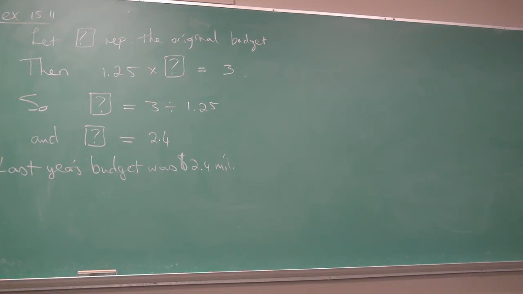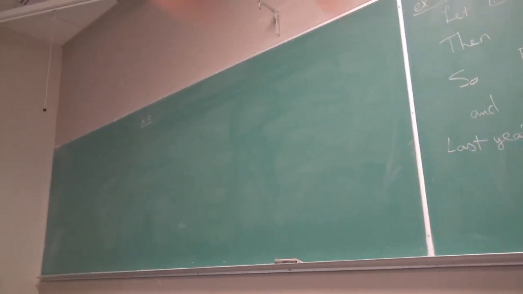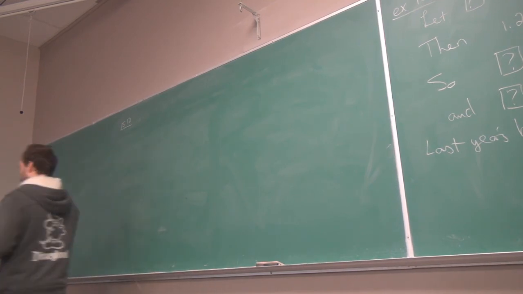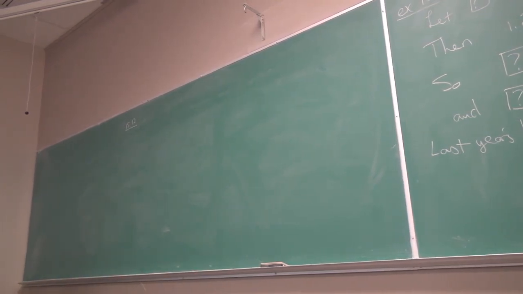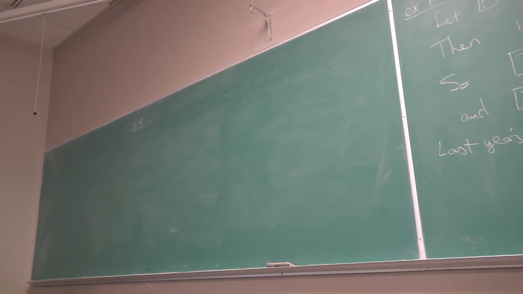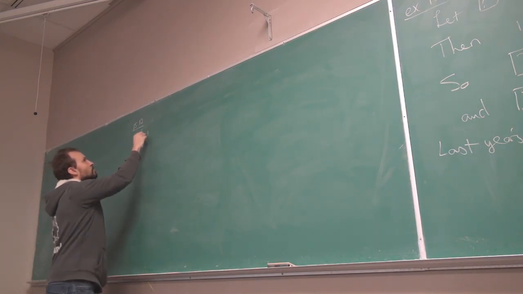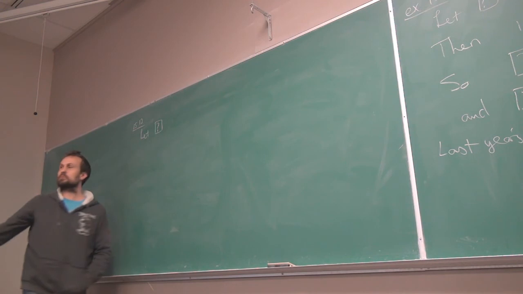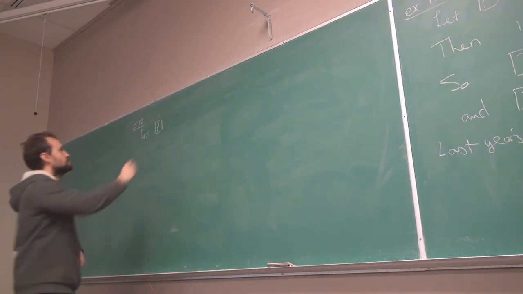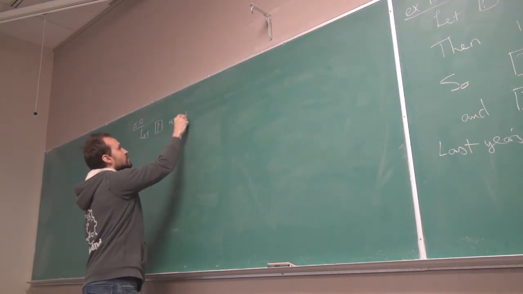1512. Do we have time for 1512? Yes. One school had a decline in enrollment of 12% and now has 352 students. How many students did the school have before the decline? Very similar. How can I define question mark in a box? You could say let question mark in a box represent the original student count.